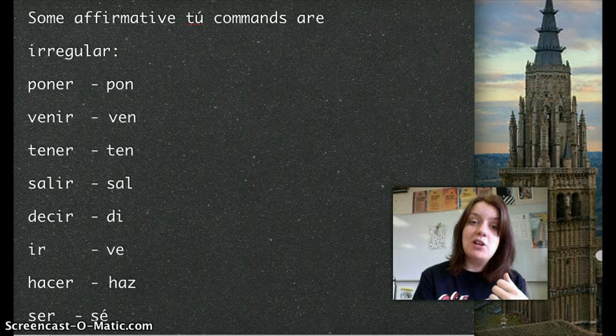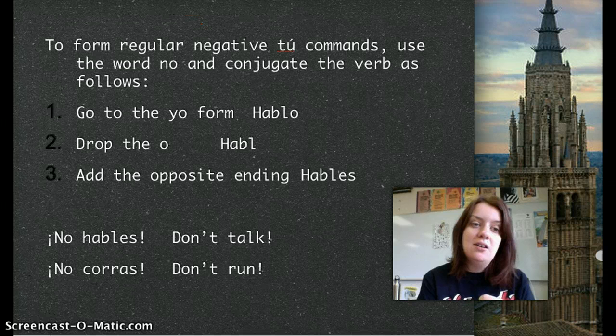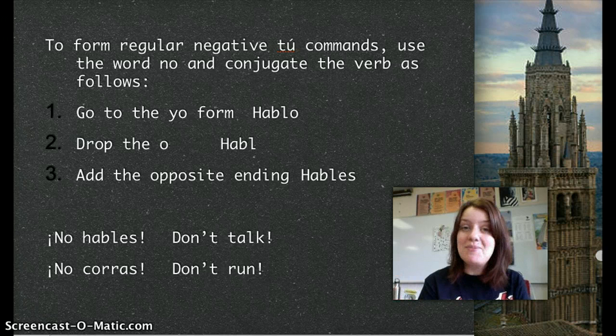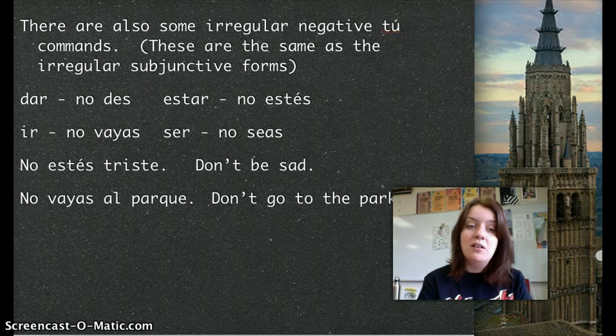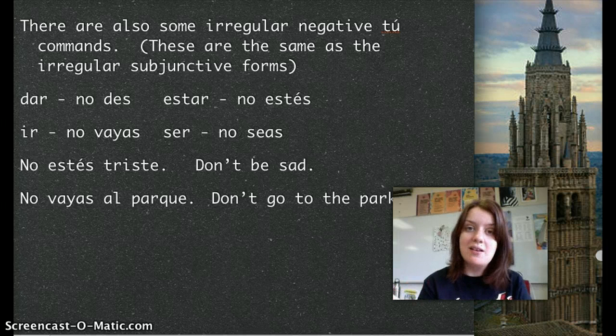You have these irregulars. You can remember them with Vin Diesel has 10 weapons, A. Negative commands are formed by going to the yo, dropping the o, add the opposite ending. You keep the s, and you have the word no. And then you have these 4 irregulars to keep track of. So dar, des, or no des in this case of negative command, estar, no estés, ir, no vayas, and ser, no seas.